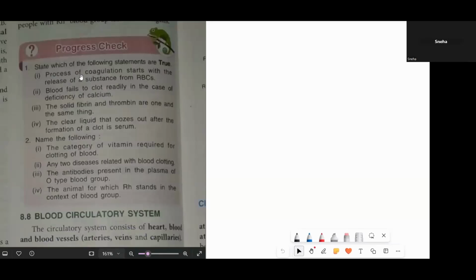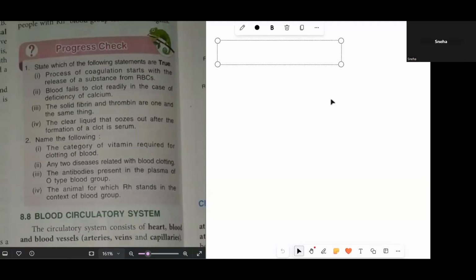True or false? Process of coagulation. What is coagulation? Okay, let's see if you read the whole sentence, if it makes some sense. Process of coagulation starts with the release of a substance from the RBCs. Okay. So that's not the meaning of the word coagulation. Anyone knows what's coagulation? Coagulation. Means clotting.